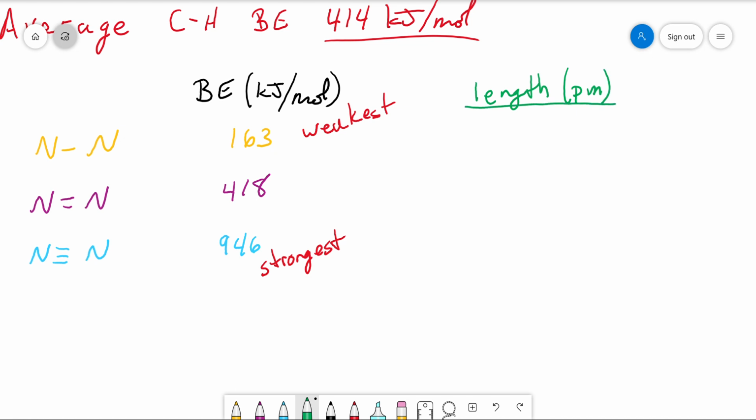If you have to know picometers for an exam, I'll give you the value, don't worry. We have a bond length for the single bond of 145 picometers. For the double bond, it's 123 picometers. And then for that triple bond, it is 110 picometers.